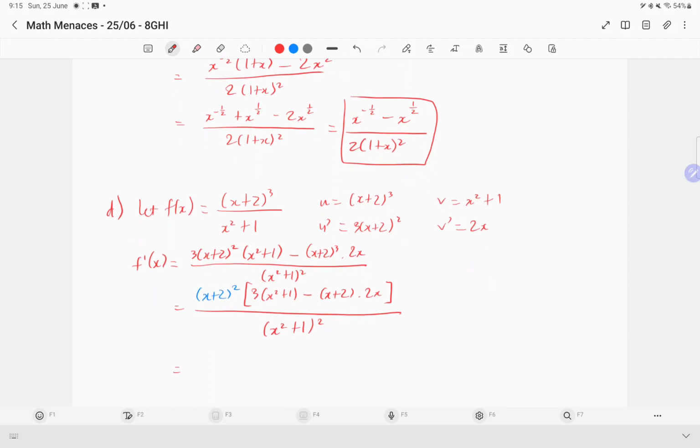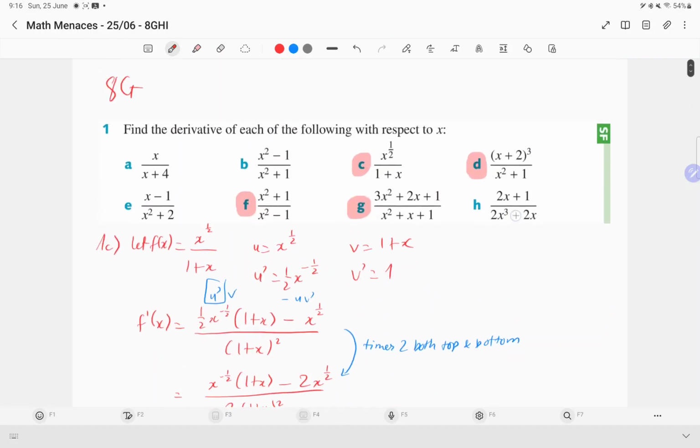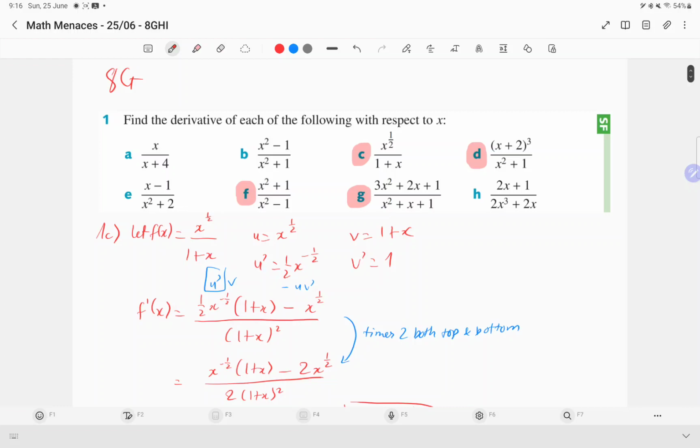Oh, are you done already? G and H? I haven't done H. Wait, did I highlight H? No. So you can move on to question 2. I'll tell you which one I want you guys to do for question 2. Question 2 would be C, D, and E. 2 C, D, E.